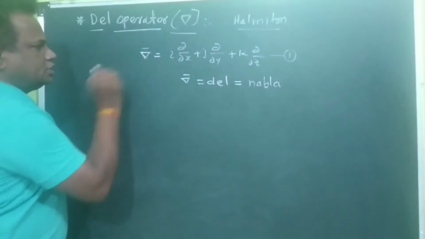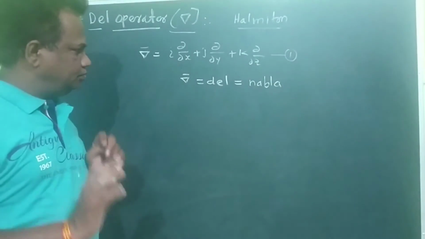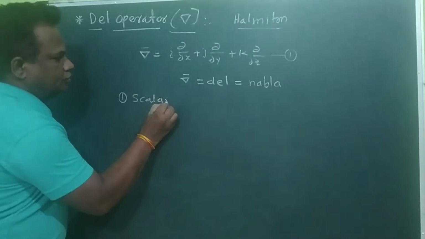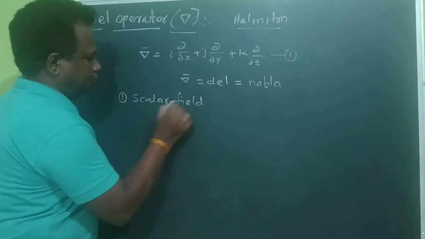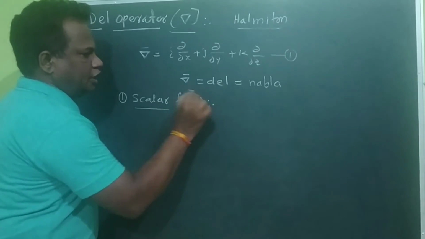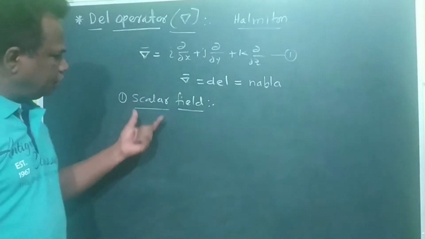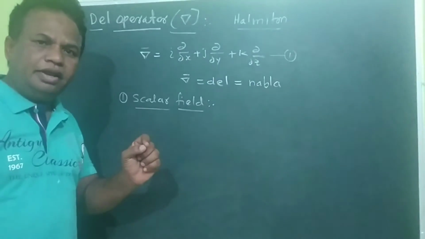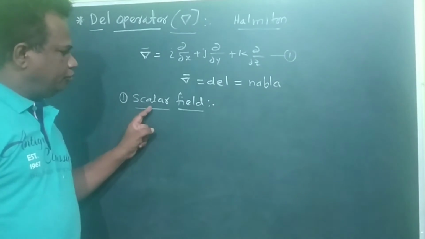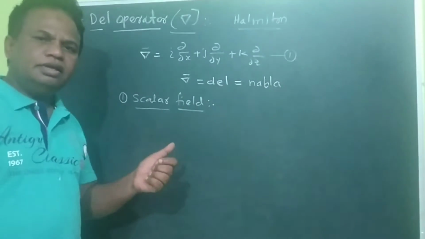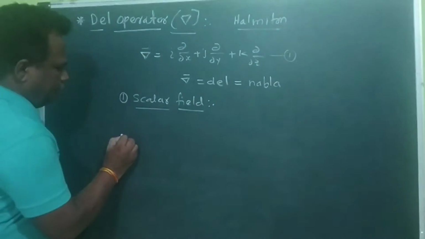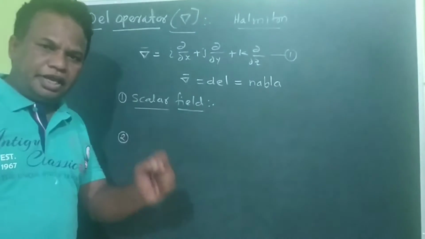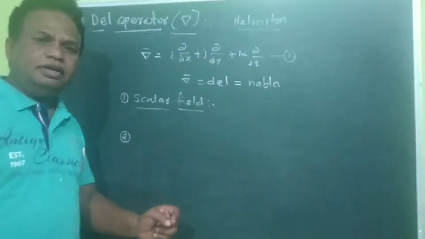Now you can operate this del operator on both fields. First of all we are going to see the scalar field. What is a scalar field? A scalar quantity, you know that, is a quantity which can be completely explained by its magnitude only. And a vector field or vector quantity is a quantity which can be explained by using magnitude and direction.